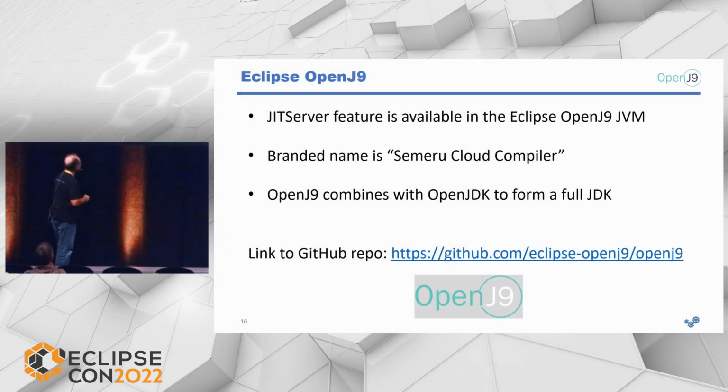Its actual branded name is the Xamaru Cloud Compiler, and I'll talk a little bit about why it's called Xamaru in a minute. But OpenJ9 combines with OpenJDK to form a full JDK. Everyone understands that. I think everyone knows about that. So it's free to use, free to download. And of course, here's the GitHub repository for it.